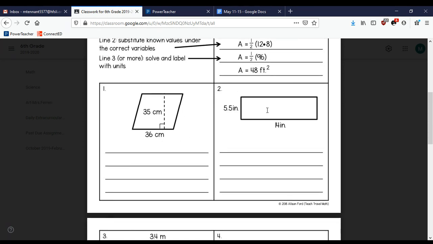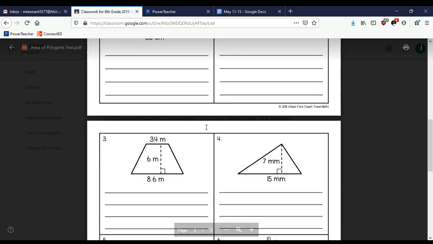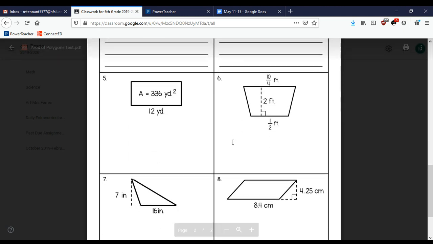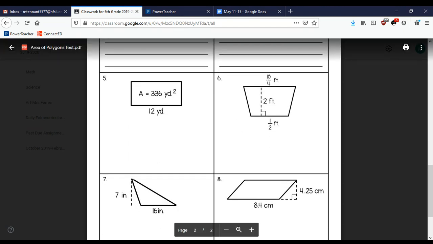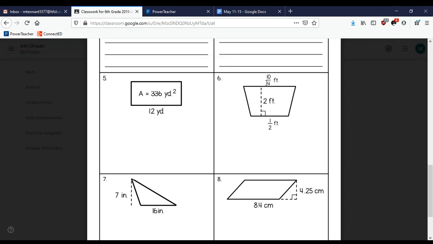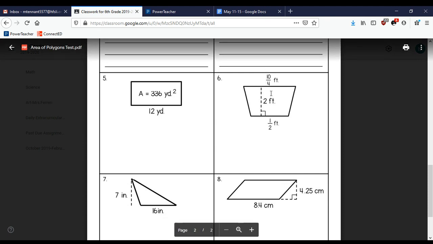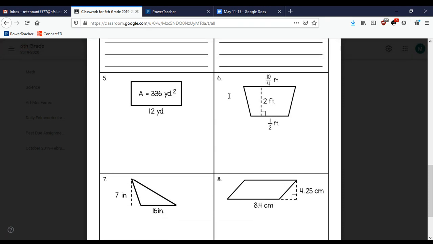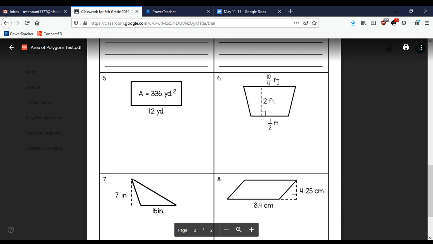So just look at these questions. They're pretty straightforward. Again, write as neat as possible. And if we go down to number 6, it's the only one with fractions. So like I said in the assignment, the best thing to do is to change these into decimals by dividing. Okay, so 10 divided by 4, 1 divided by 2 on your calculator, and use decimals instead of fractions. If you want to use fractions, that's totally fine. If you want to use decimals, just change those into decimals and then solve the problem.